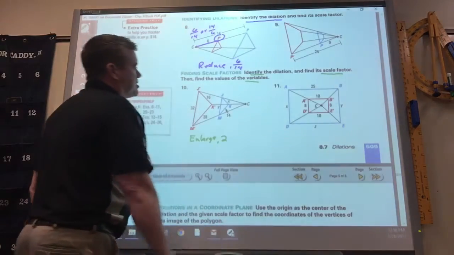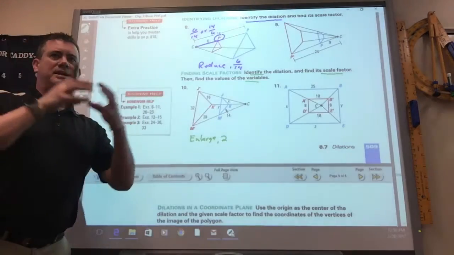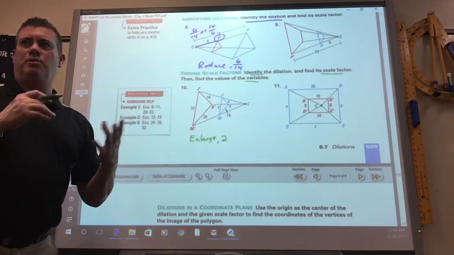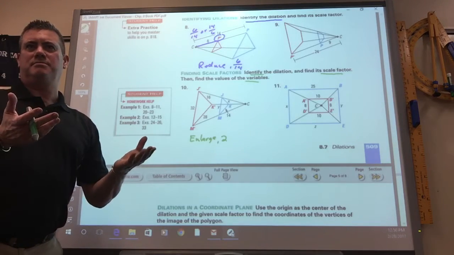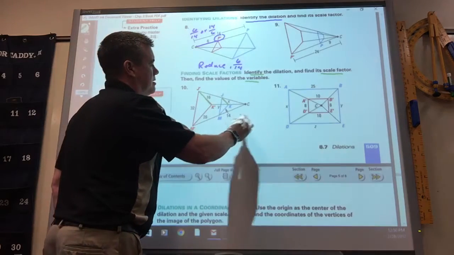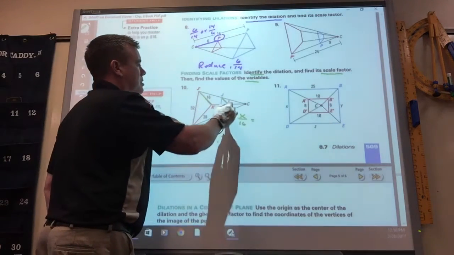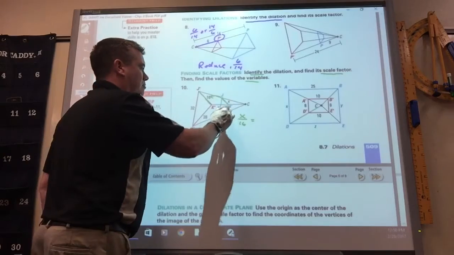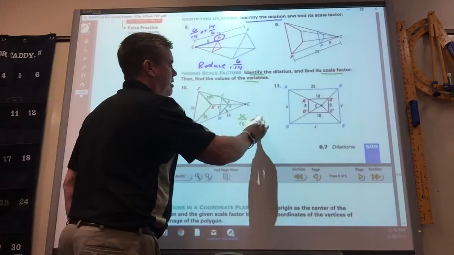Then, to find x and y, since it's a dilation that's proportional, which means you got to write proportions. X to 16 equals, follow that pattern, 14 to 28.